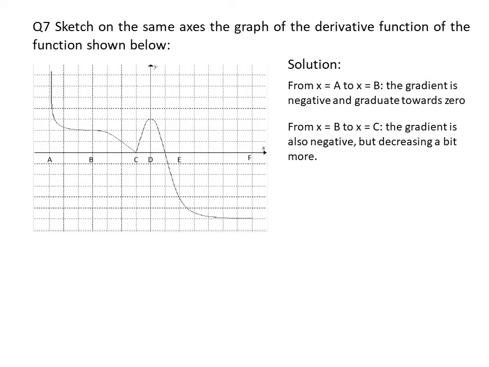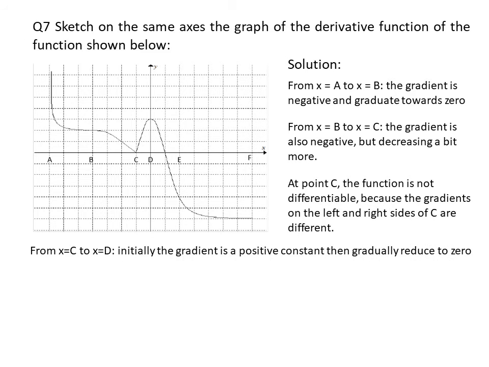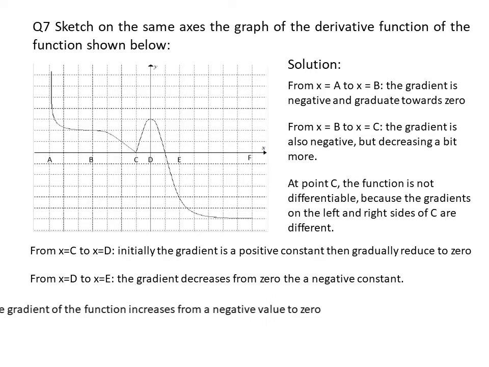Between the points x equal to b and x equal to c, the gradient gradually decreases again and later stabilizes at a negative constant value. Between the points x equal to c and x equal to d, the gradient starts from a constant positive value and then gradually reduces to 0. From the point x equal to d to the point x equal to e, the gradient of the curve gradually decreases to a negative constant value, and from the point x equal to e onwards, the gradient gradually increases to 0.